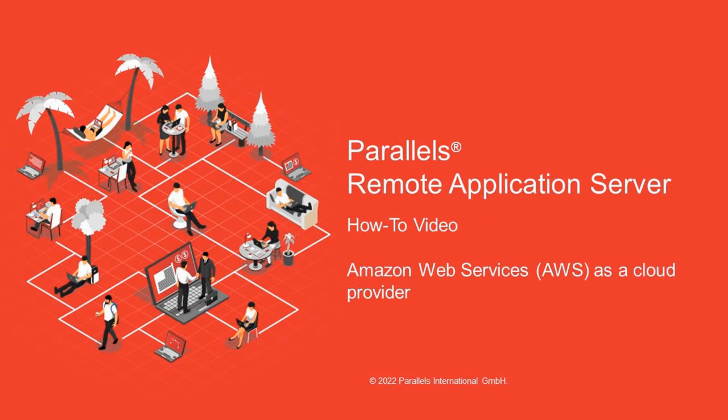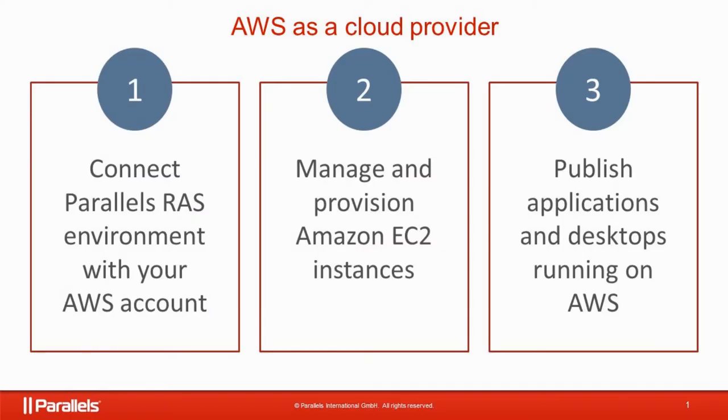In addition to the integration with Microsoft Azure, Parallels RAS 19 also brings integration with Amazon Web Services as a cloud computing provider. In this session, we are going to see how to connect your Parallels RAS environment with AWS. Manage and provision Amazon Elastic Compute Cloud EC2 instances as session hosts, and publish applications and desktops running on AWS.